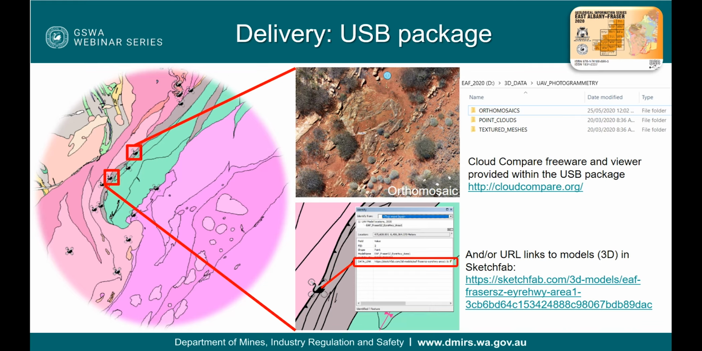So here is the example of the East Albany Fraser GIS package that we have released in 2020. In the ArcGIS project, you can plot the locations of the drone models, symbolized here by a black swan with 4 propellers. And in map view, you can load the 2D orthomosaics. They are linked to the directory on the USB drive under the photogrammetry folder. In this directory, you will also find the 3D point clouds and the 3D models.